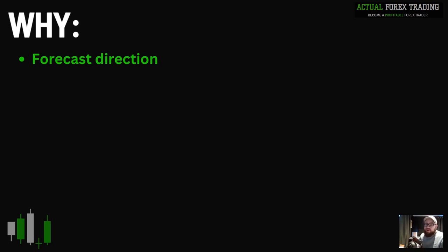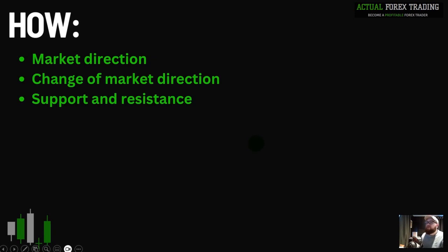If you think prices are going to go up, you can take trades and make money from that. If you think prices are going to go down, you can make money from that. So moving averages are all about forecasting future price and future market direction, and they work. So how can we use moving averages when it comes to analysing the Forex market? There are three main ways: market direction, a change of market direction, and support and resistance. So let's have a look at market direction.